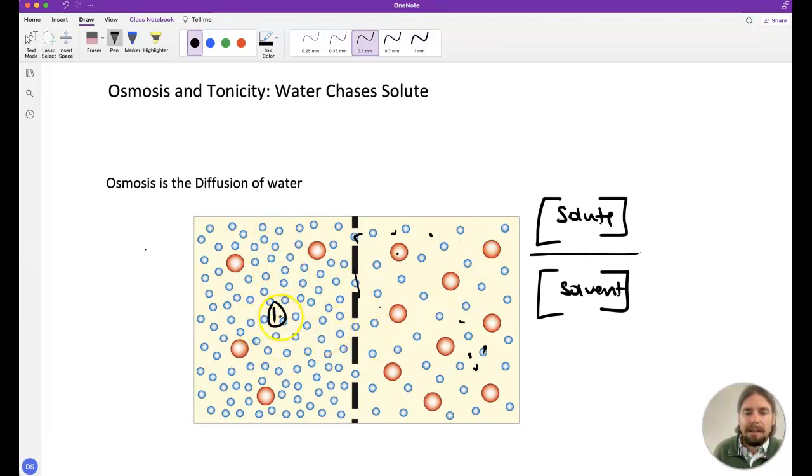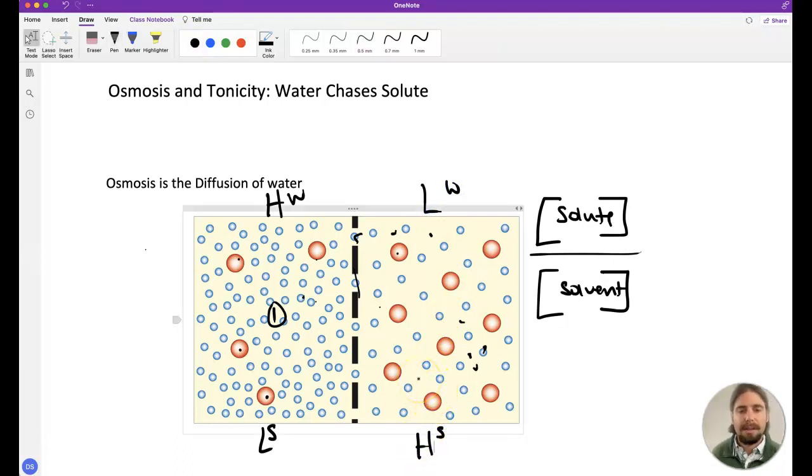So in this particular example, if we look at the left-hand side, the number 1 side of this diagram, we'll see all these blue dots indicate that we have a high water concentration and a relatively low concentration of solute, the red dots. On the right-hand side, we have a relatively low concentration of water and a relatively higher concentration of solute. So the question is, what direction is water going to flow? And water typically flows from high water concentration to low water concentration. So water is going to flow in this direction.